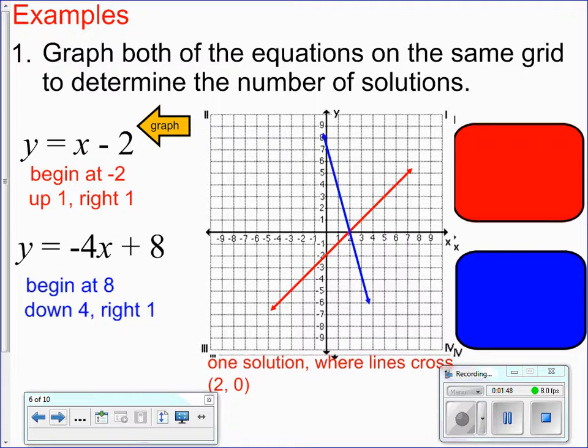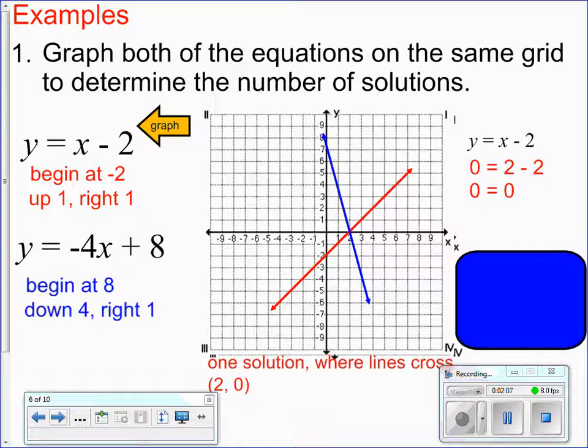So you can see that the red one starts at -2 and has a slope of 1. And the blue one begins at 8 and has a slope of -4. So our solution is where they cross, right at (2, 0). So if we plug that into our first equation, y equals x minus 2, and I plug in 0 for y and 2 for x, you can see that 0 equals 2 minus 2, so 0 equals 0. So that is a solution to that equation.